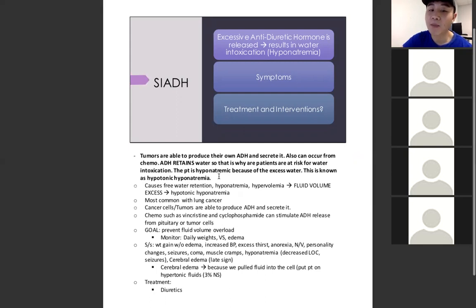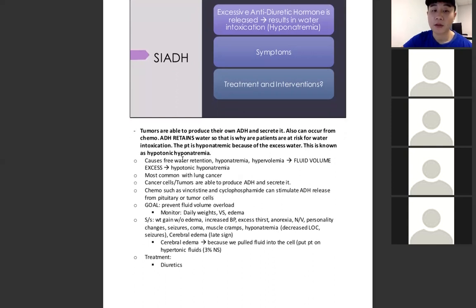The patient is hyponatremic because of the excessive water, so the level of sodium decreases. This is known as hypotonic hyponatremia. Causes include free water retention, hypervolemia, fluid volume excess. Hypotonic hyponatremia is most common with lung cancer.